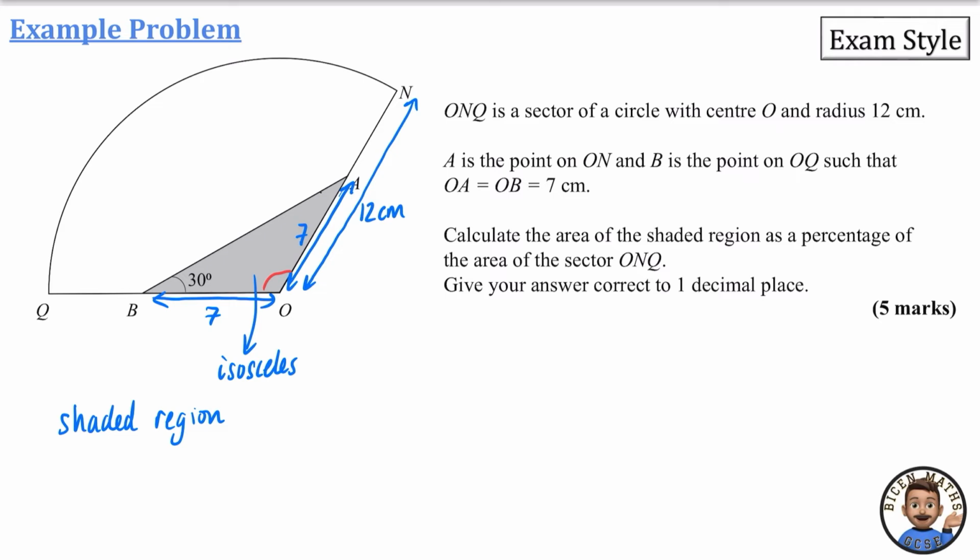I know that this angle at the top here is 30 degrees. And because the angles in a triangle add to 180, I can do 180, take away 30, take away 30. That is just going to be 120 degrees for this part that we've got here. So the shaded region is going to be a triangle that looks like this as my sketch. There's 120 there. That is a 7 and that is a 7.